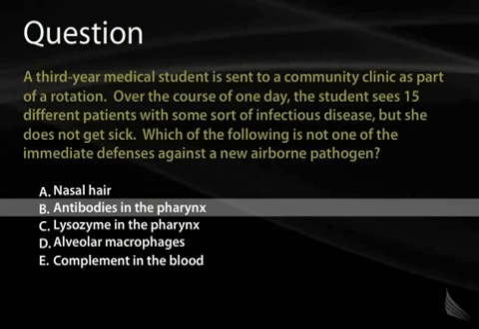The answer to this question is B. Antibodies in the pharynx. Now, how do you come to this conclusion? Again, going back to the stem, you've got to find that key word. Which of the following is not one of the immediate defenses? So immediate defenses, again, you're thinking innate immunity. So the question is basically asking which one of these is not part of innate immunity. The answer then is clear. It's antibodies. That's humoral, that's adaptive immunity. All of the rest of these are innate, and so the answer is B.